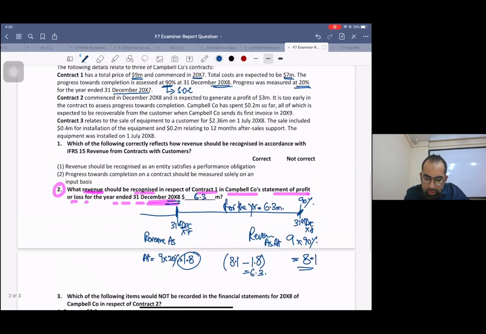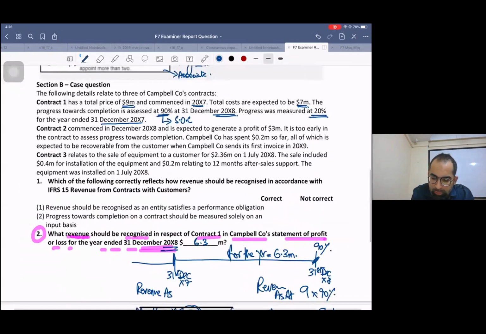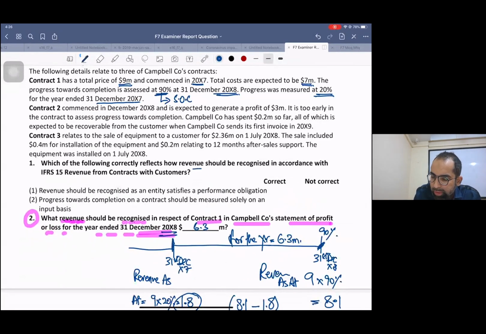Okay, one easy general question for you. See this. Which of the following correctly reflects how revenue should be recognized? This is related to stage 5. I hope you remember stage 5, book revenue. There are two statements. You have to identify true and false, correct or not correct. Statement 1 and statement 2. Giving you 30 seconds. Come on, start.